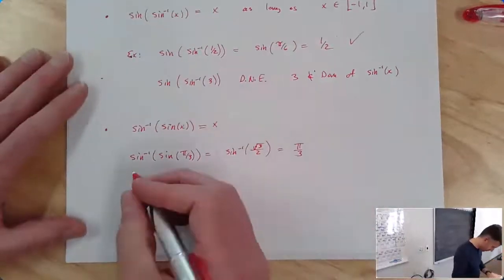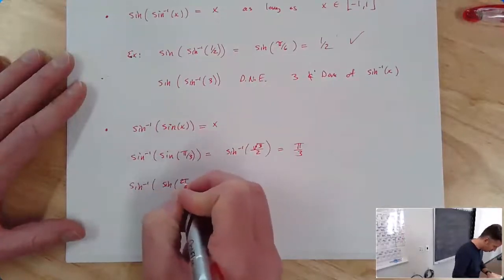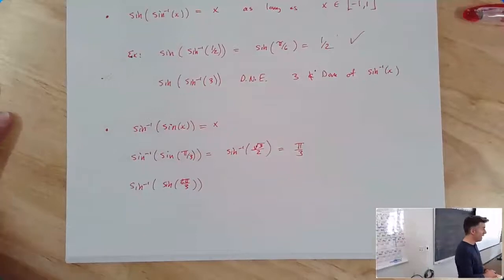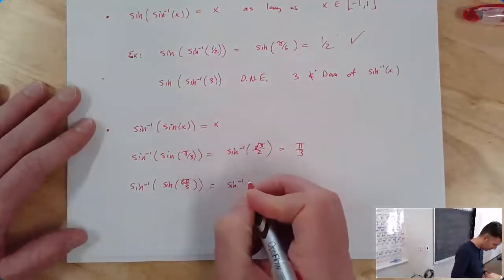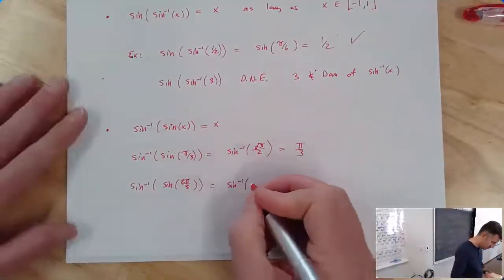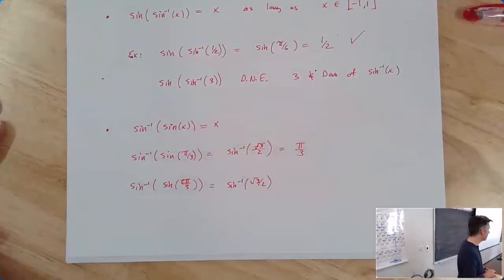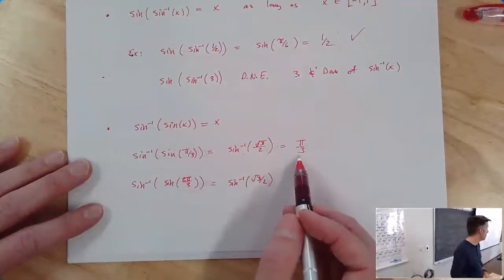But now let's look at the inverse sine of the sine of 2 pi over 3. What's sine of 2 pi over 3? Over in quadrant 2 with the same reference angle, well, it's sine of pi over 3. Right. And now, what's the inverse sine of root 3 over 2 equal to? And it's right there. It's pi over 3.